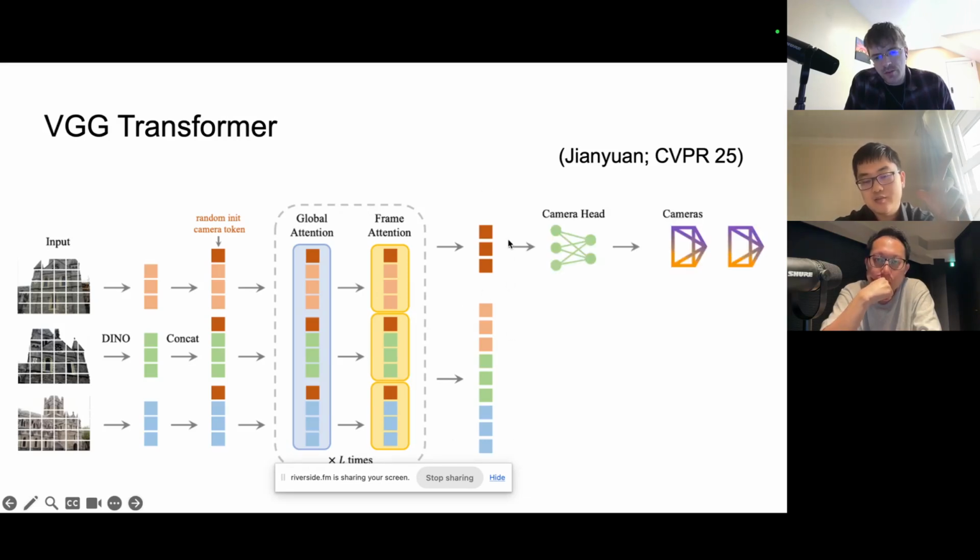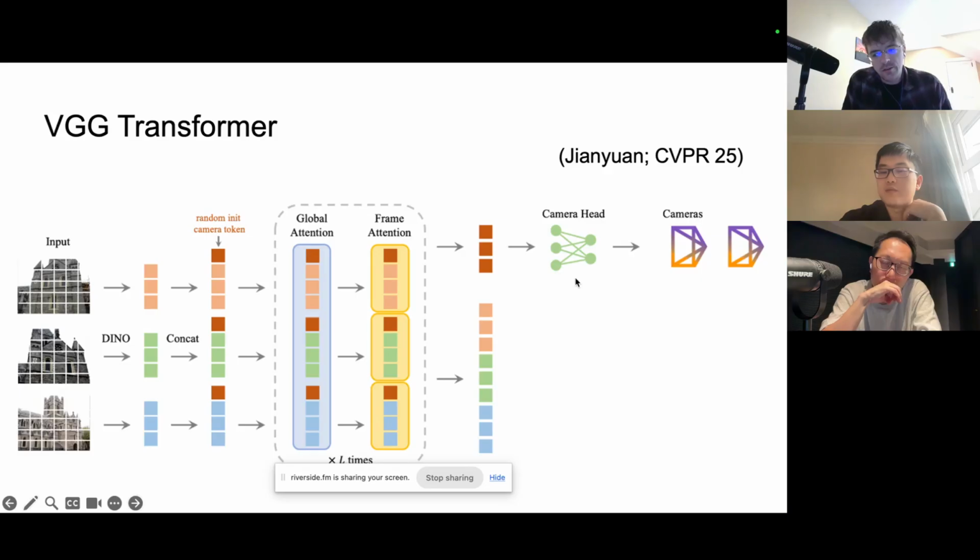So by global and frame-wise, what you mean is that in a global attention layer, all the tokens from all the different images that you have observed can attend to one another, whereas frame-wise, they're restricted to only attending to other tokens from the same frame, or is it something else? Exactly, that's the case.